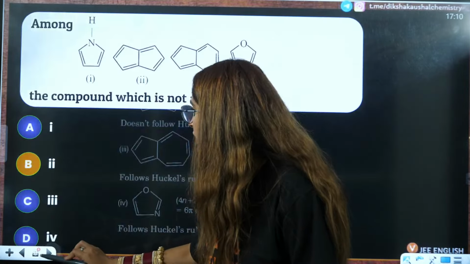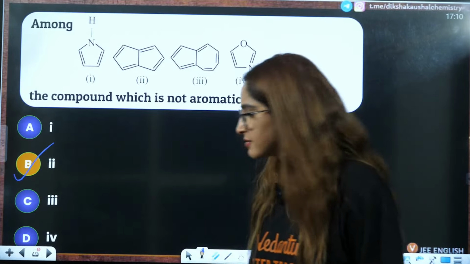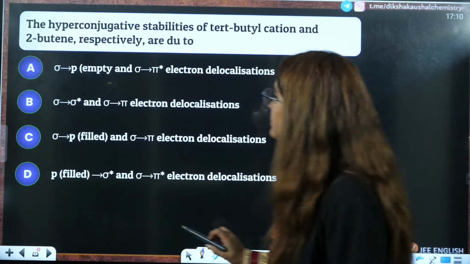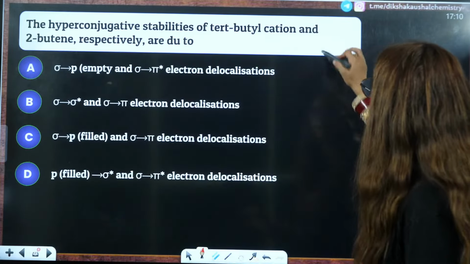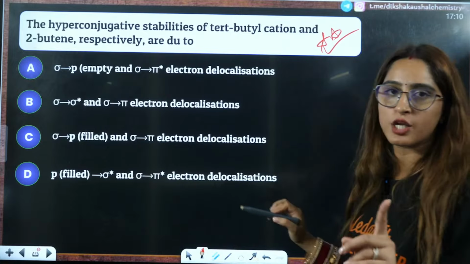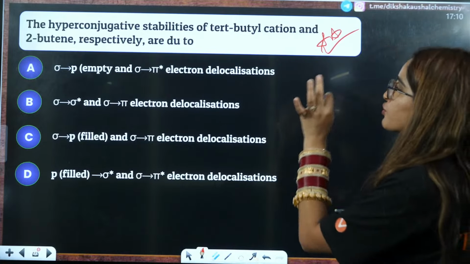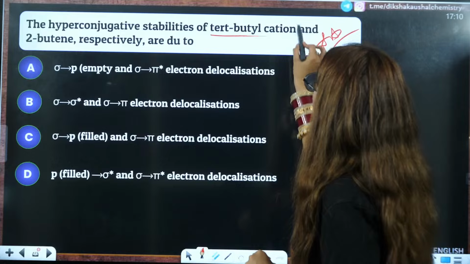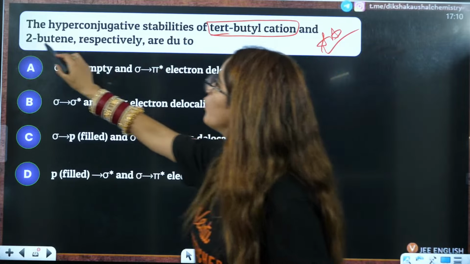So answer will be 2 is the correct answer. Okay. Next is very, very important, based on hyperconjugation also. Directly they are asking you the questions. The hyperconjugation stability of tert butyl and 2-butene.